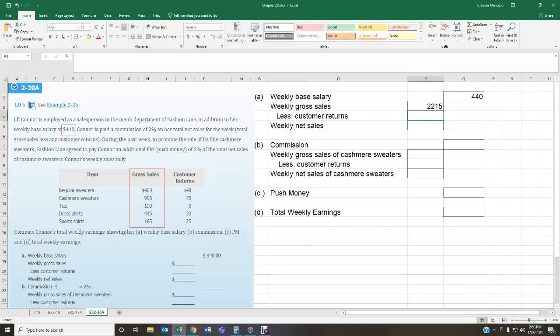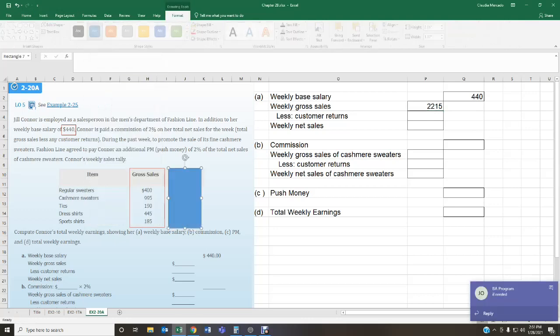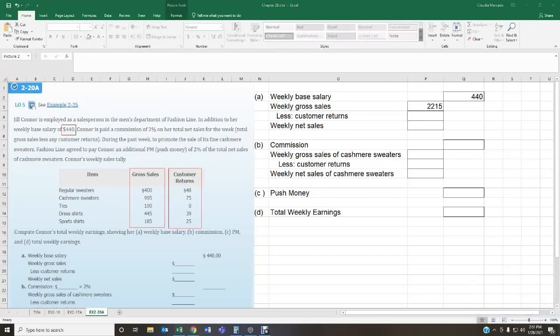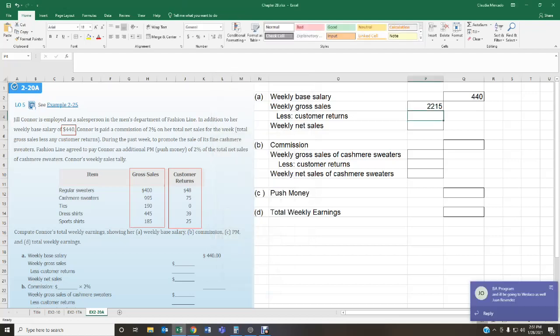Okay, and then we're going to subtract our returns. Okay, we're going to subtract our customer returns, and we have the customer returns by item right there. So let's add our customer returns. We've got $48 plus $75 plus $39 plus $25. So we have returns of $187.